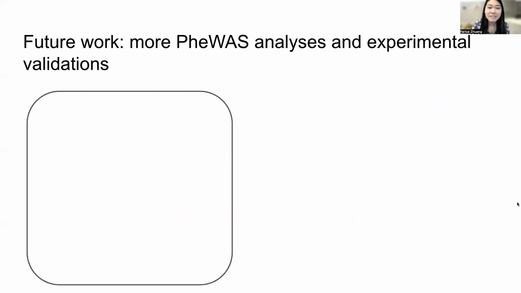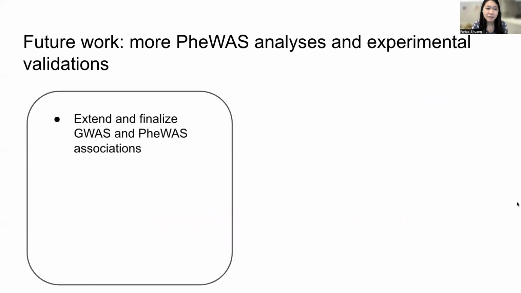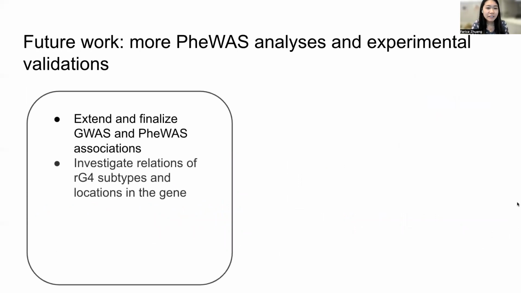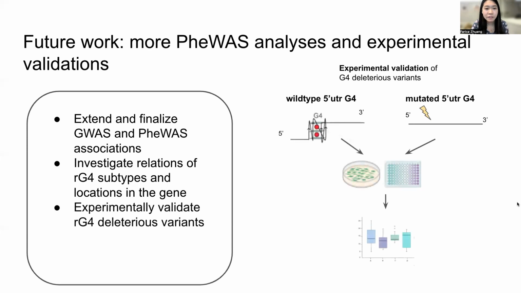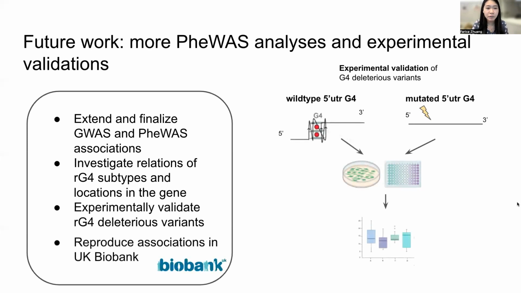So for our future work, we want to extend and finalize GWAS and VWAS associations, and investigate relations of RG4s to subtypes and specific locations in the gene. We will also be performing experimental validation in our lab, measuring the effect on the protein level of the associated gene in the absence and presence of G4 deleterious variants predicted with G-Former. And lastly, we will be reproducing disease associations in UK Biobank.